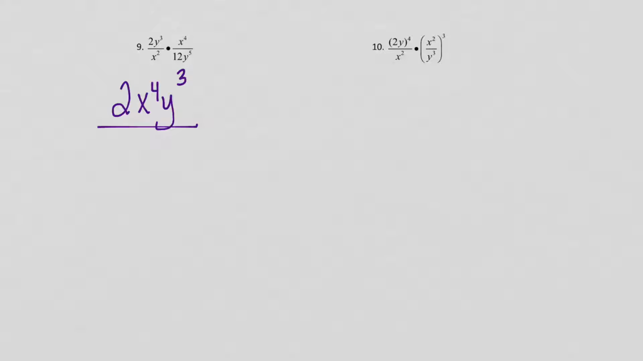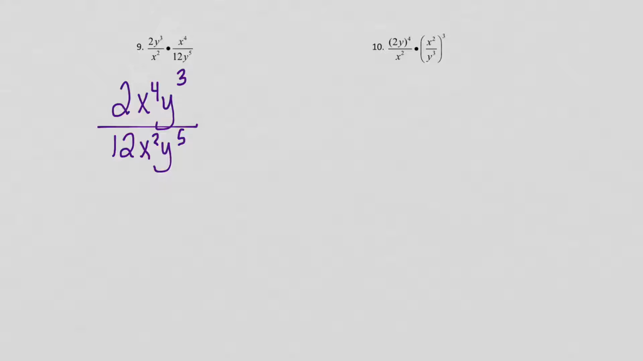All right, number 9. So we got some multiplication here first. You can cross cancel, or you can multiply straight across. It really doesn't matter. It might be easiest just to do the multiplication in the numerator, multiplication in the denominator, and then apply our exponent rules. So I'm going to multiply the numerator, and that's going to get me 2x to the 4th y cubed. I'm just going to move the x in front just for alphabetical order. And then I'm going to multiply my denominator. So that would get me 12x squared y to the 5th.